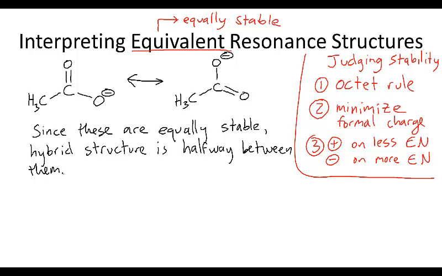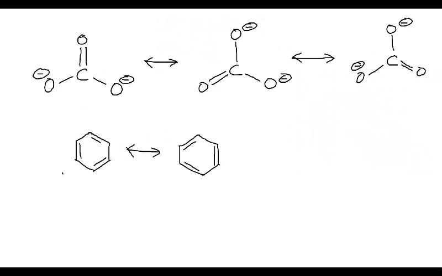The other examples I showed were also cases where the resonance structures were equally stable. So for carbonate, all three are equally stable. So the actual structure is an equal hybrid of the three. All three bonds would be equivalent. The delocalized pi bond is shared equally among all three oxygen atoms.